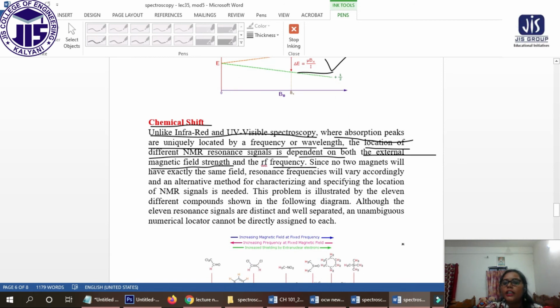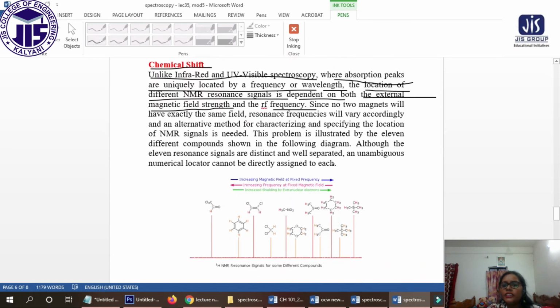There are so many compounds, which are shown in the following diagram. Although the 11 resonance signals are distinct and well separated, an unambiguous numerical locator cannot be directly assigned to them. So you can see here the proton NMR resonance signals for some of the different compounds. This is the increasing magnetic field at fixed frequency, increasing frequency at fixed magnetic field. This is the order.